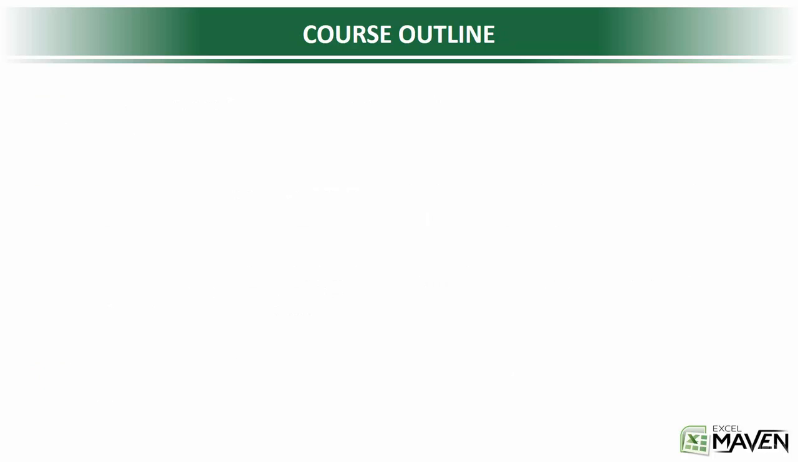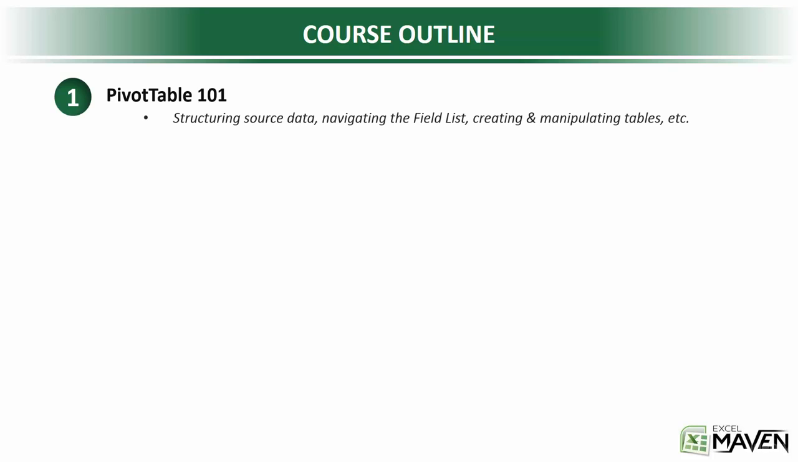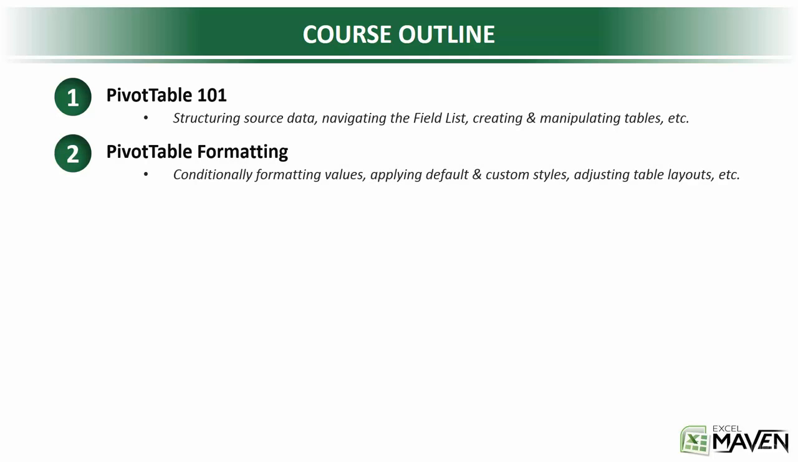Now, in terms of the course outline, this is broken up into 6 primary sections. Section 1 is all about Pivot Table 101. So this is laying some of the groundwork and setting the scene for some of the more advanced tools and techniques that we'll be covering later in the course. So it's all about how to structure your source data, how to navigate the field list. We'll practice creating and manipulating some tables and views. And then from there, we'll dive into section 2, which is all about formatting. This is the look and feel of your pivot tables. We'll cover conditional formatting rules, default and custom styles, table layouts, etc.